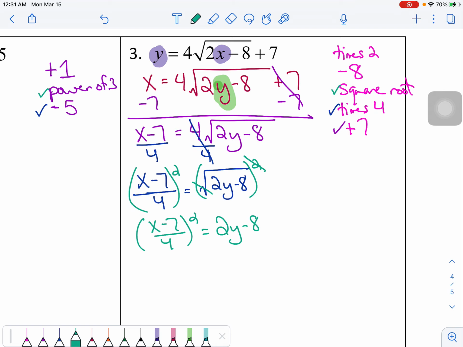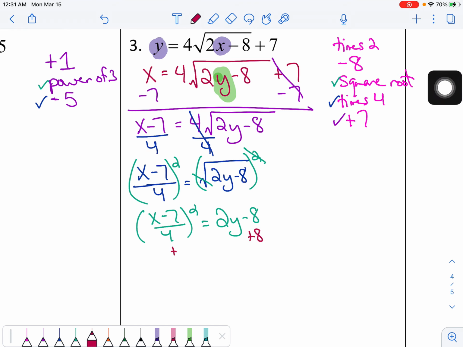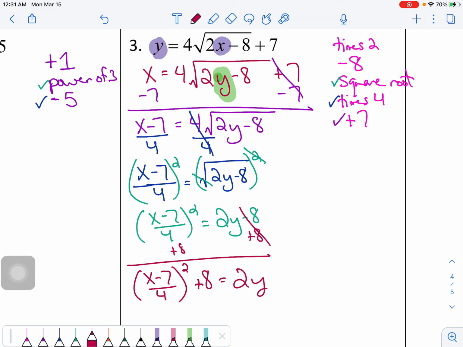So 2y minus 8. I think we're getting closer. Slowly, the stuff on the right side is disappearing. We've got minus 8, so I want to add 8 to both sides. Now be careful because this whole mess is in a square that I told you not to multiply out, and I don't want you to. But what I also don't want you to do is accidentally add that 8 into the square when it's not supposed to be. Okay? So minus 8, we got rid of that with a plus 8.